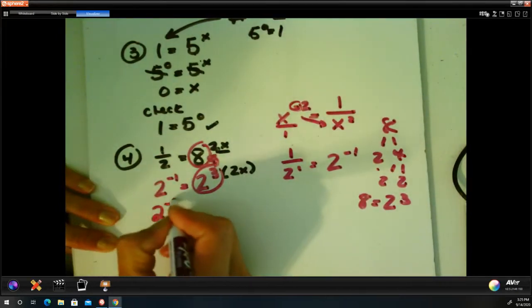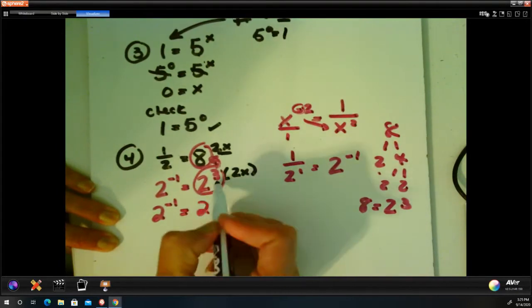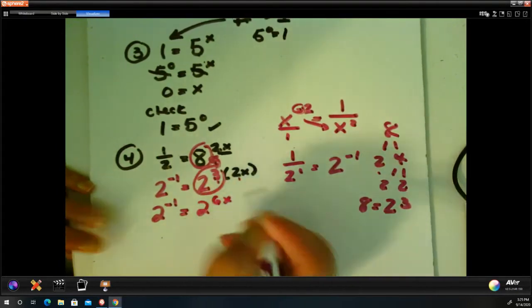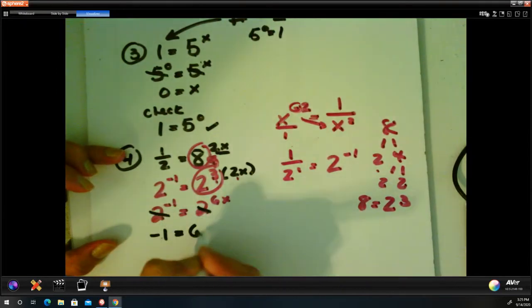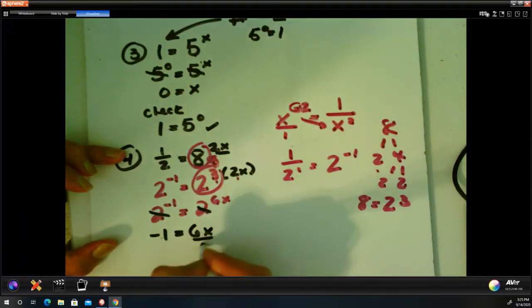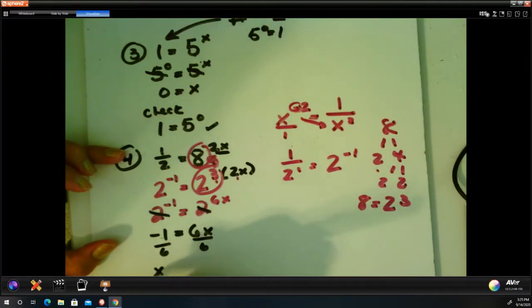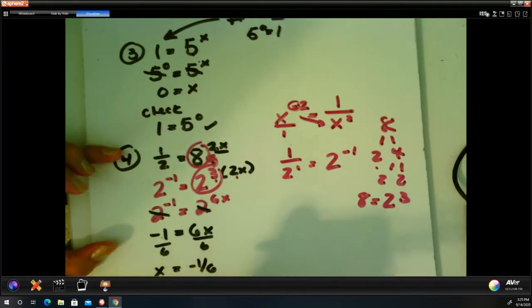So 2 to the negative 1 equals 2. 3 times 2x is 6x. Cross out your common bases. Negative 1 equals 6x. Solve for your x. Divide by 6. So x equals negative 1/6.